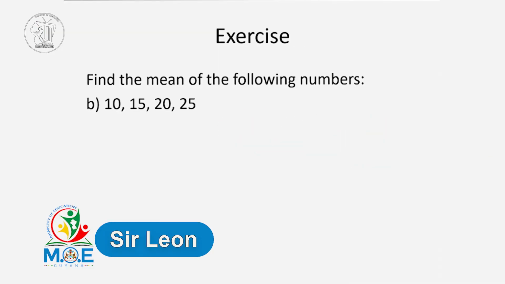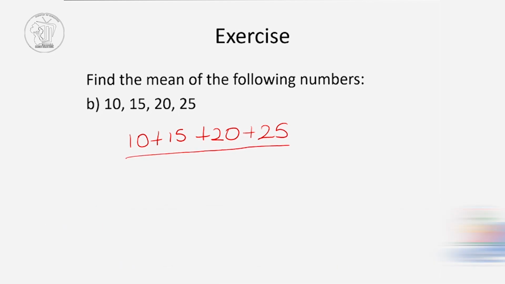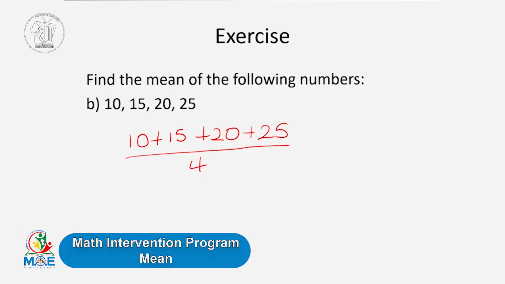Let's look at another question. Find the mean of the following numbers: 10, 15, 20, 25. The first thing, we add up all of those numbers: 10 plus 15 plus 20 plus 25, and I divide all of this by 4. 10 plus 15 gives me 25. 25 plus 20 gives me 45. 45 plus 25 gives me 70.